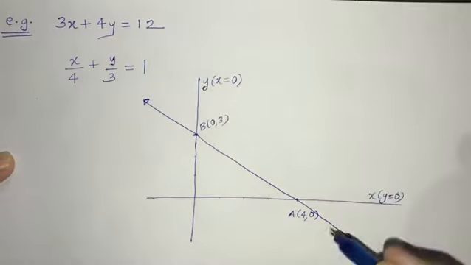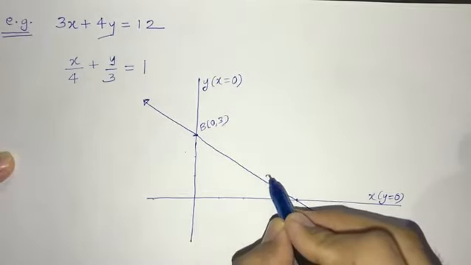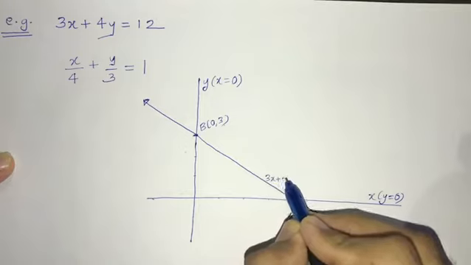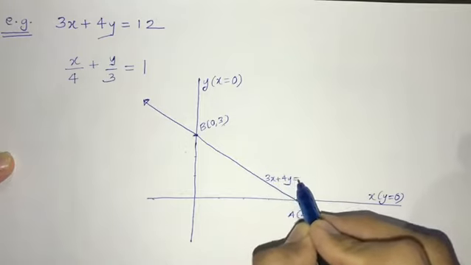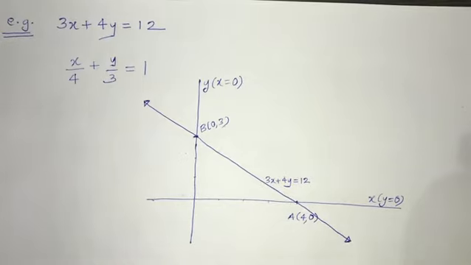So this is the equation of a straight line: 3x plus 4y equals 12. Now, let us see what kind of points will satisfy this equation.